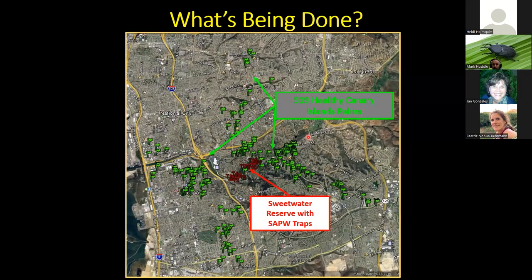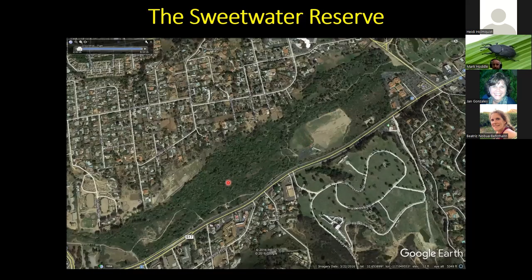Right, so what have we found? Here's the reserve. It's a riparian area. The Sweetwater Reservoir is up here to the north, and this water flows out in a westerly direction and enters the sea a few miles across this way. You can see it's quite heavily vegetated with willows and oaks, and a heavily urbanized area all around it.